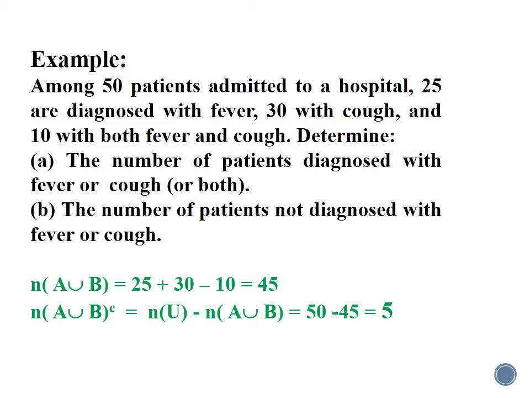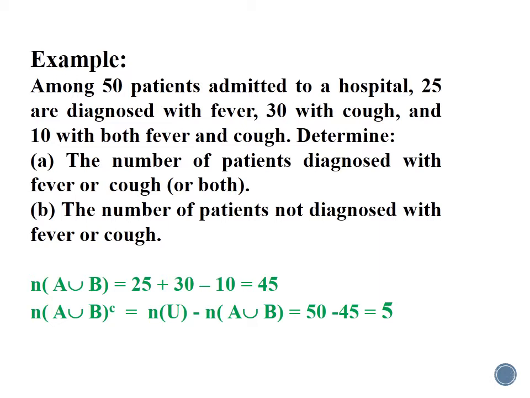Example: among 50 patients admitted to a hospital, 25 are diagnosed with fever, 30 with cough and 10 with fever and cough. Determine the number of persons diagnosed with fever or cough. Second part of the problem: the number of persons not diagnosed with fever or cough. Here we have to find cardinality of A union B and then cardinality of A union B whole complement. That is, cardinality of A union B equals 25 plus 30 minus 10 equals 45 when we apply the principle of inclusion and exclusion.